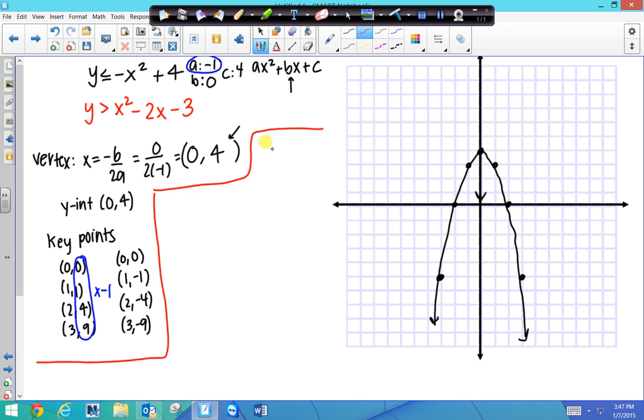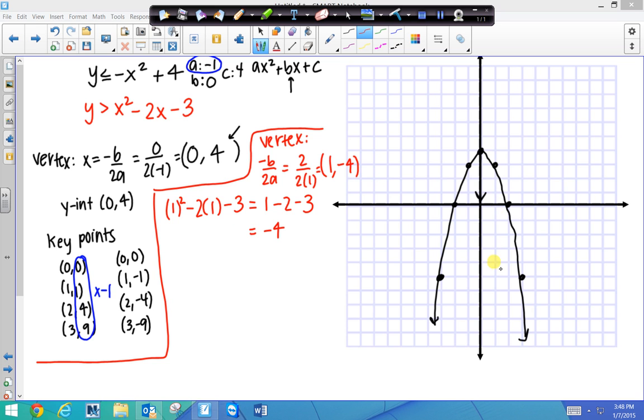So we have to find our vertex, which is going to be given by negative b over 2a. So positive 2 over 2 times 1, which is 1. And when we plug 1 in, we're going to have 1 squared minus 2 times 1 minus 3. So 1 minus 2 minus 3 will give us negative 4. So we're going to be at the point 1, negative 4. So if we go to 1, negative 4, there's our vertex.